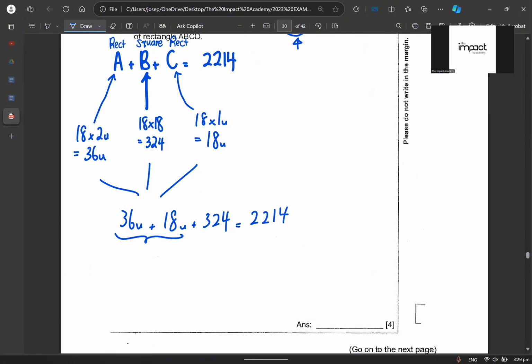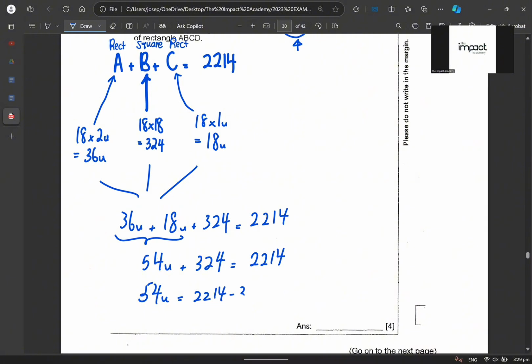Are you understanding what I'm doing or not? Plus 324 equals 2214. Make sense or don't make sense? 54 units equals 2214 minus 324. Guys, let there be no confusion. This is an area and perimeter concept. 54 units is equal to 1,890. Find 1 unit first. 35. Do you understand or don't understand?